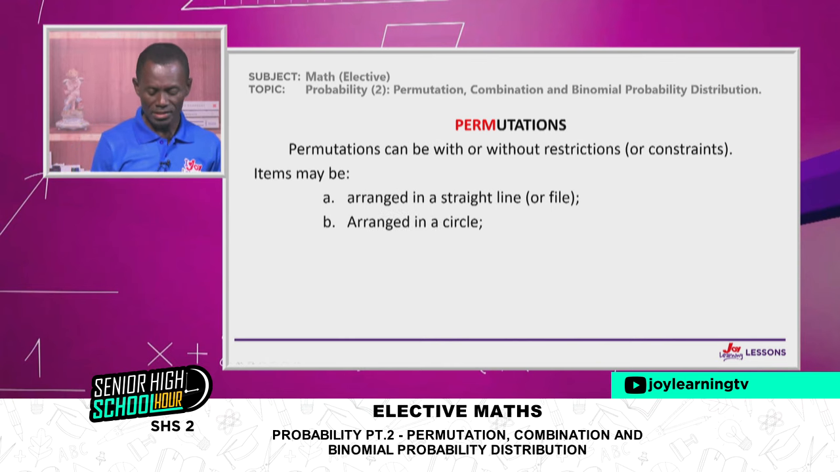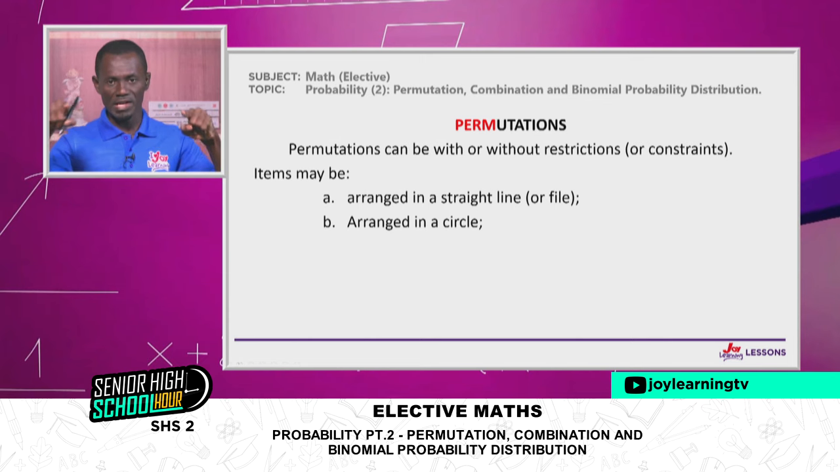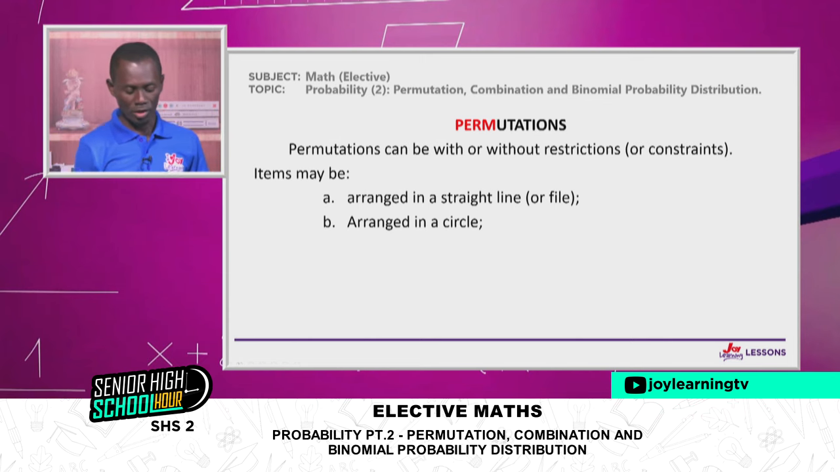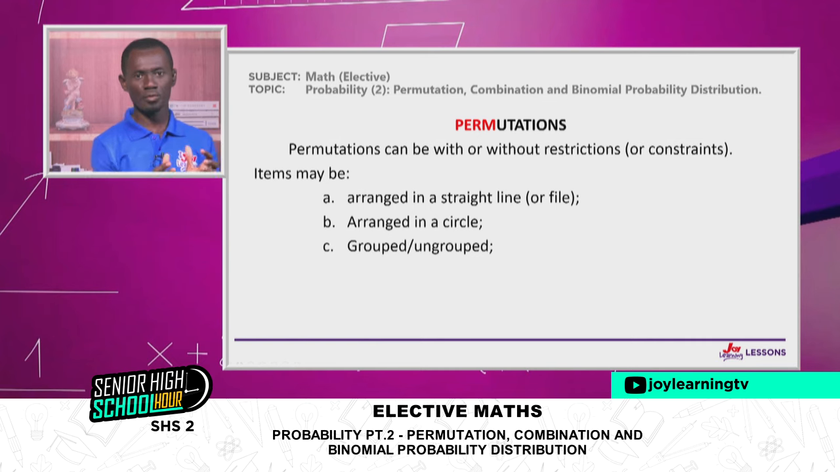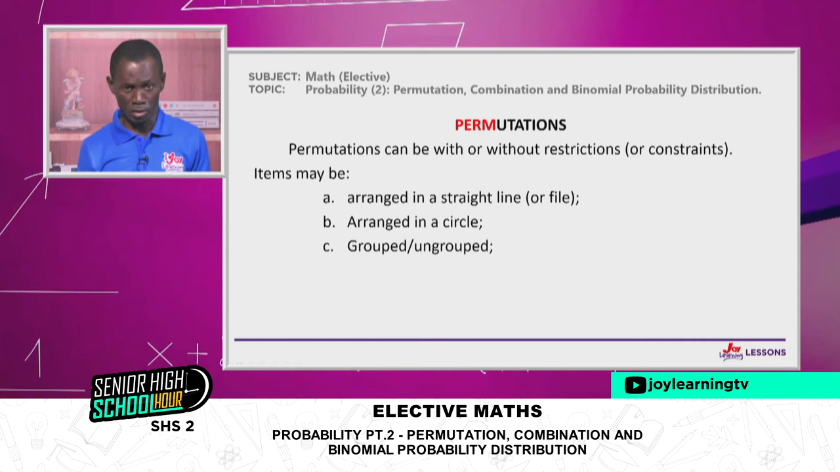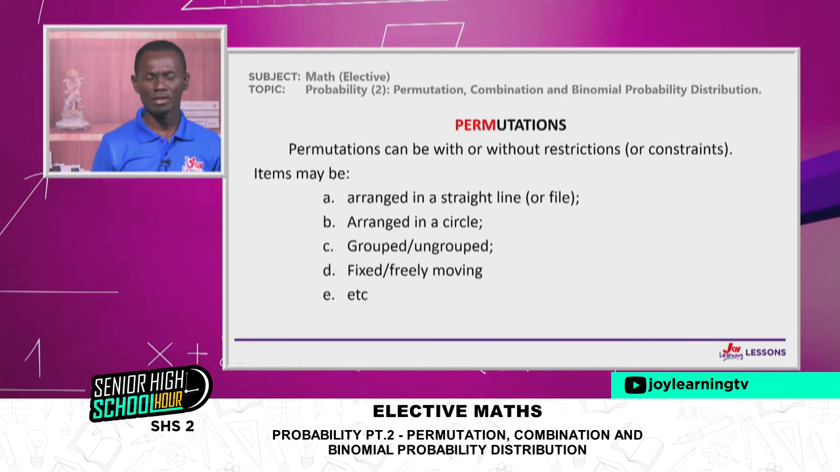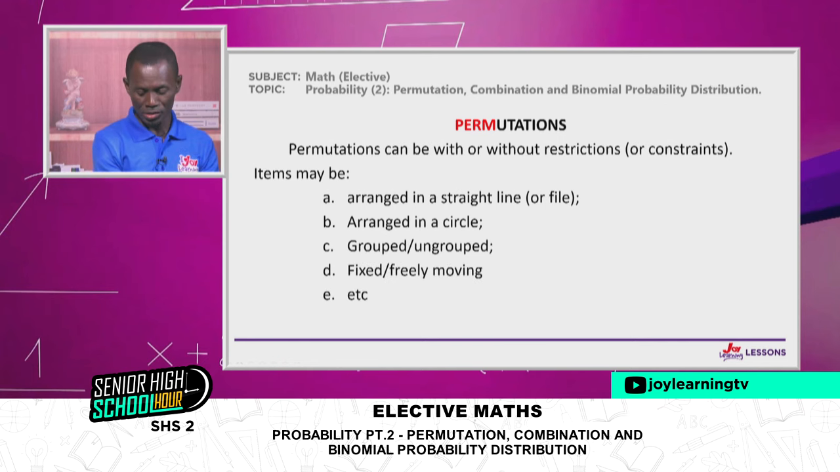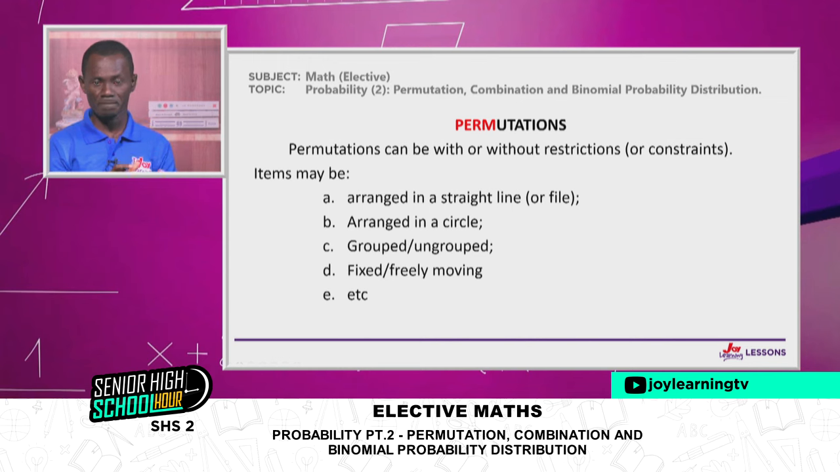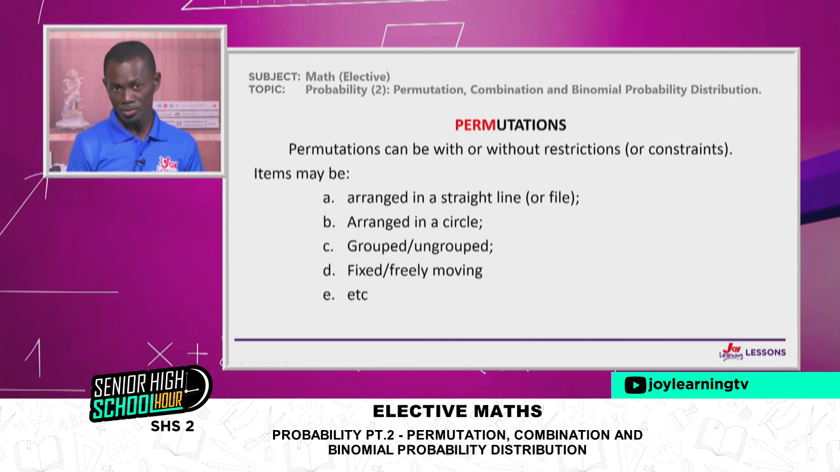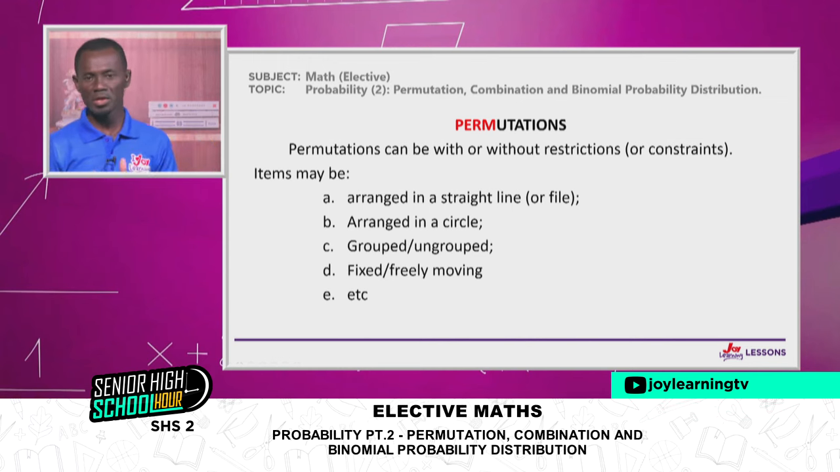We could arrange items around a circle. We could group items or leave them ungrouped. We could also have the items fixed in position or freely moving. A few examples will let you appreciate all of this. And there are many, many ways of doing it.